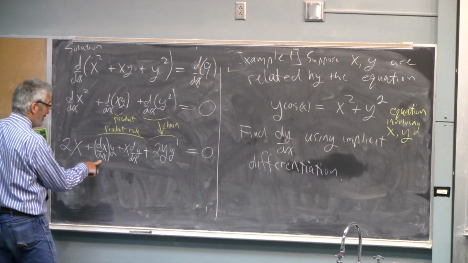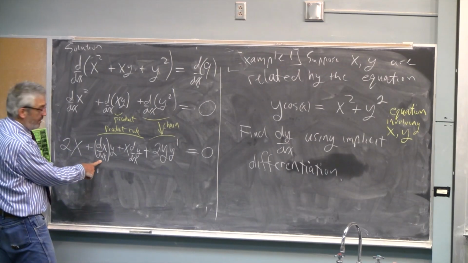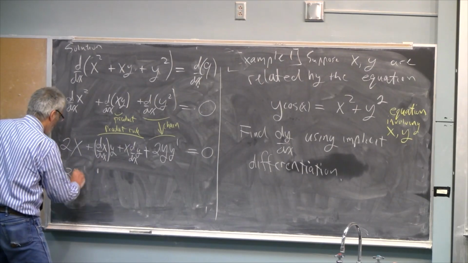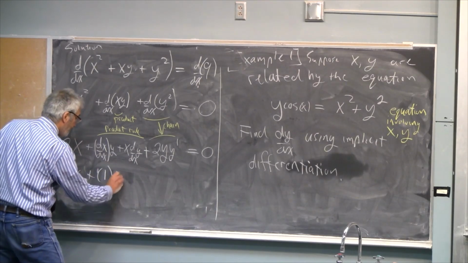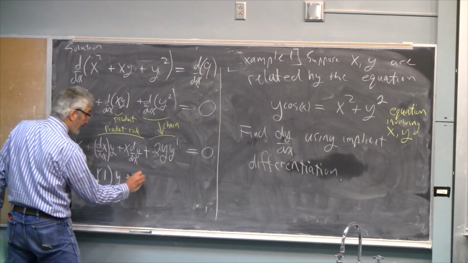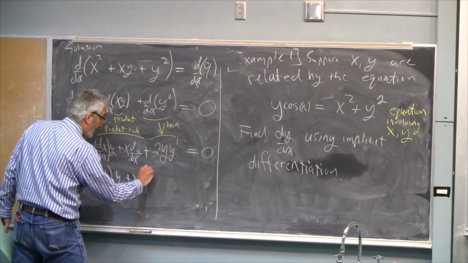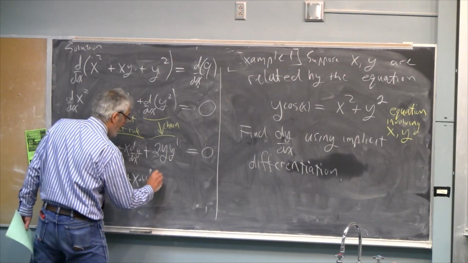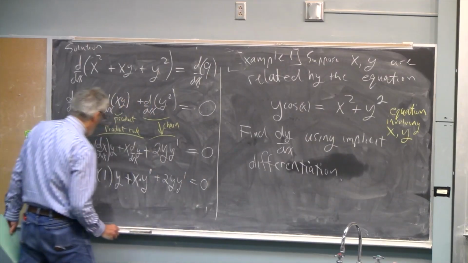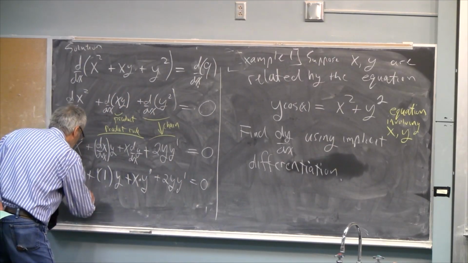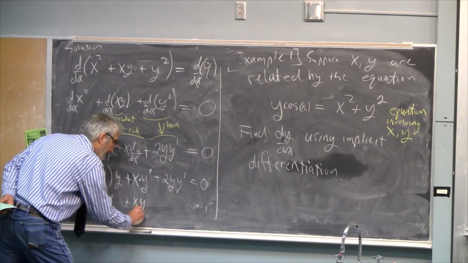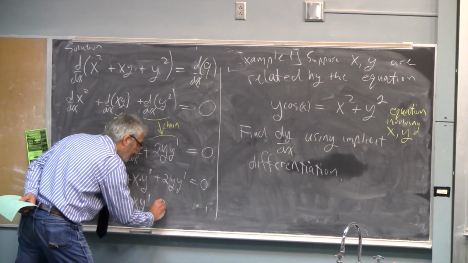So now I can clean this up. D dx of x, well, that's just 1. That's on your handout. You have the derivative of x using the power rule. I get 1 times y, and then I have x times d dx of y, which is not 1. It's y prime. Plus 2y y prime equals 0. So, cleaning this up a little bit, I get 2x plus y plus x y prime plus 2y y prime equals 0.